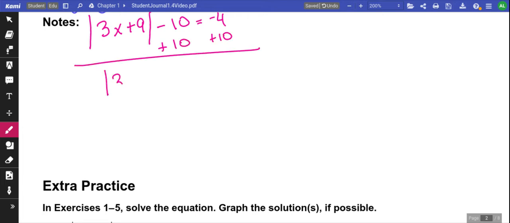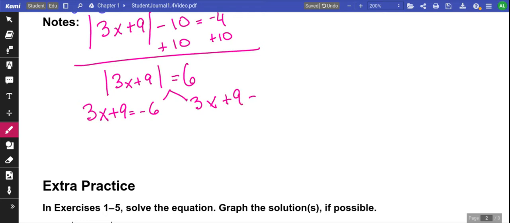All right, so I get absolute value of 3x plus 9 is equal to +6. All right, this makes sense, right? I don't have equal to a negative number, so I can solve this out. All right, I split it into two equations. It's 3x plus 9 equals -6, and 3x plus 9 is equal to +6.